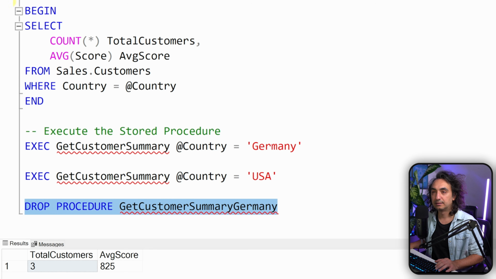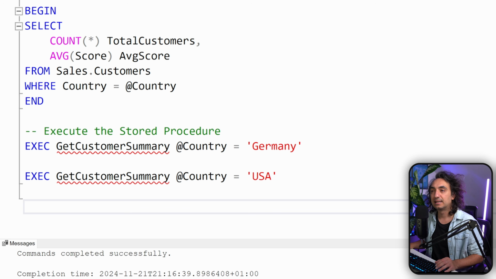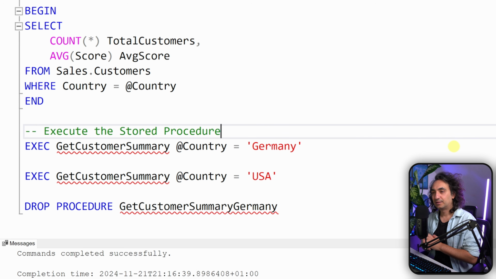So we don't need this stored procedure, and we're gonna stay with only one dynamic stored procedure. So this is how to use parameters in stored procedure and why it's important. Okay, so now the next step is that we can go and add default values for the parameters.